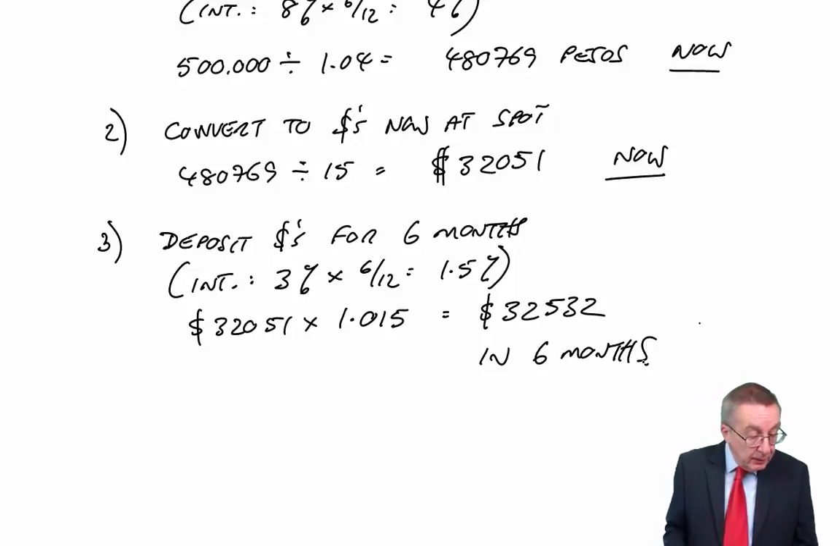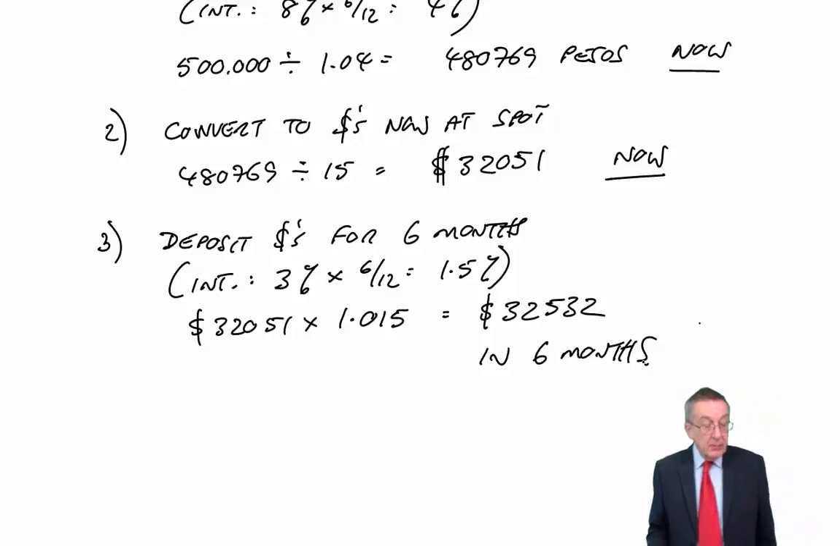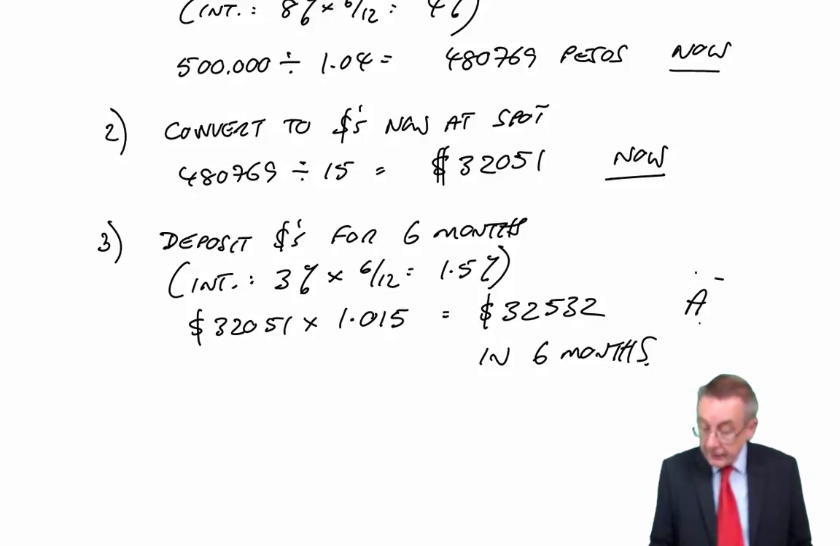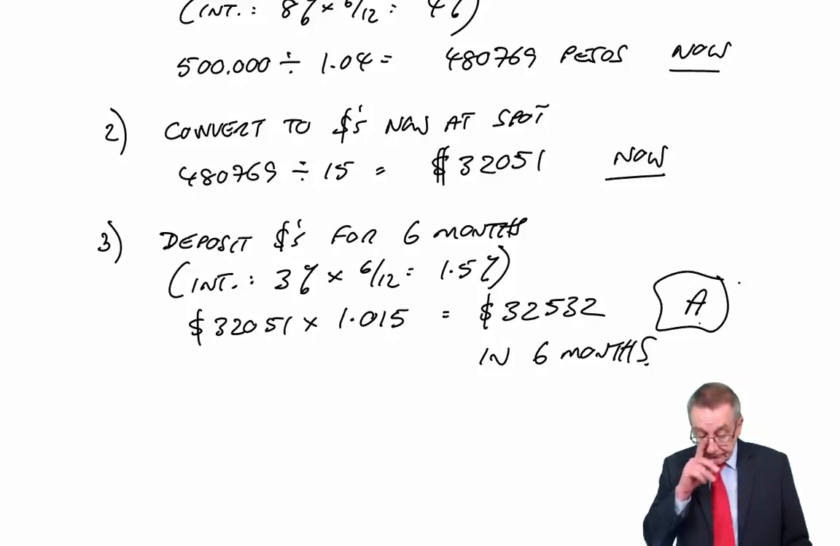What did it say? We're working to the nearest 100. What's the 6-month dollar value of the expected receipt? Well, to the nearest 100, 32,500. The answer is A.